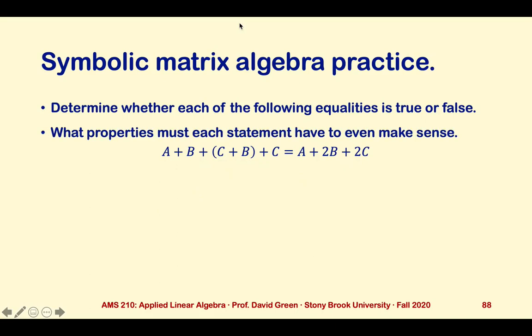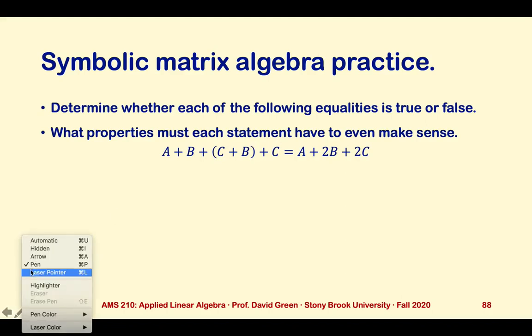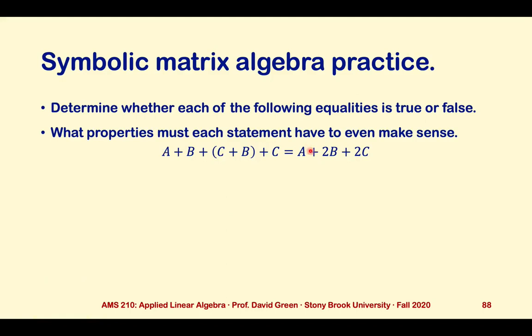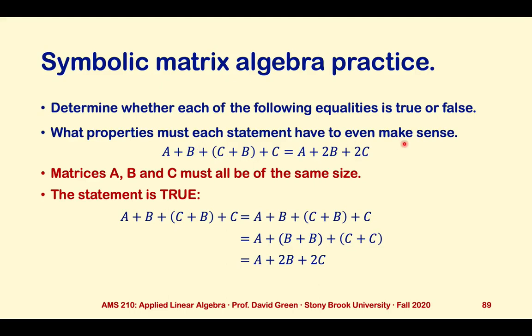Right. So the first question we're going to look at here involves a sum of matrices on either side. Let's begin with the question of what properties each statement has to have to make sense. In order for these problems to make any sense, we need to have matrices that are all of the same size. Why is this? This is because we have a sum of matrices.